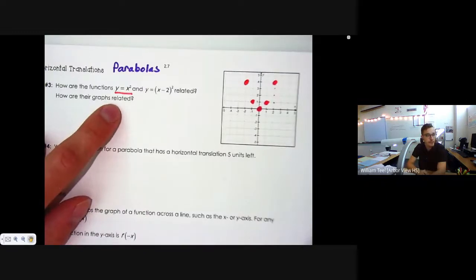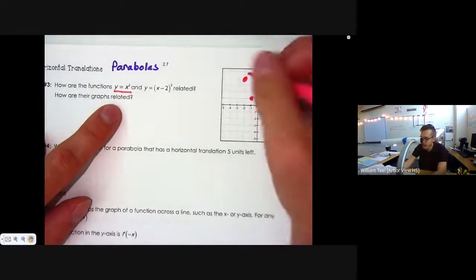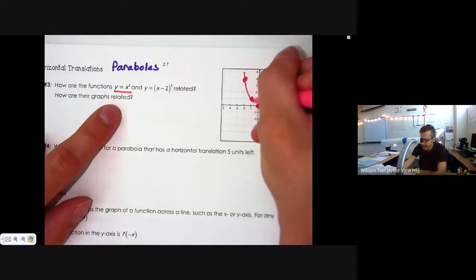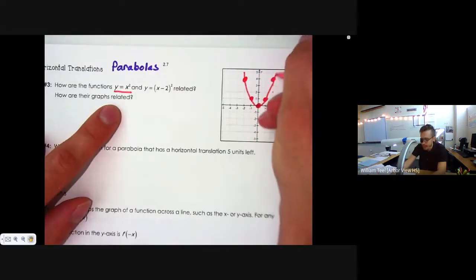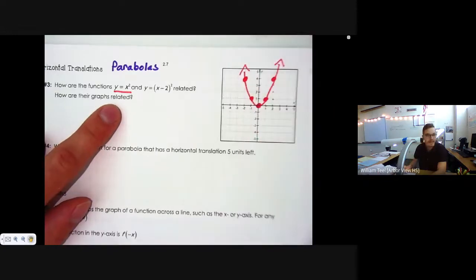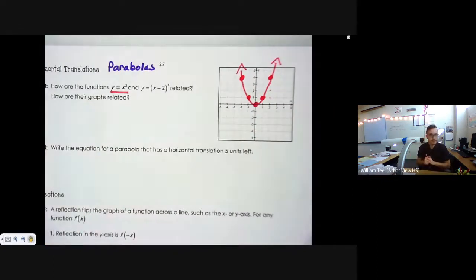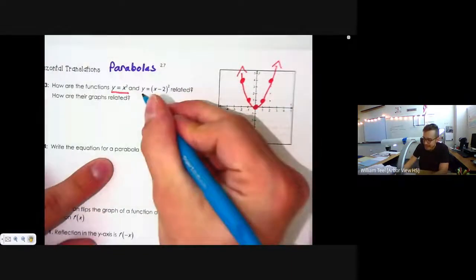Whatever method you used for graphing parabolas, you are welcome to use that method. When in doubt, you can always draw a table of values, and that's how you can figure out where your points lie on your parabola. Okay, so that's a rough sketch of your parabola here. Now we're going to look at the second parabola, y equals (x minus 2) squared.